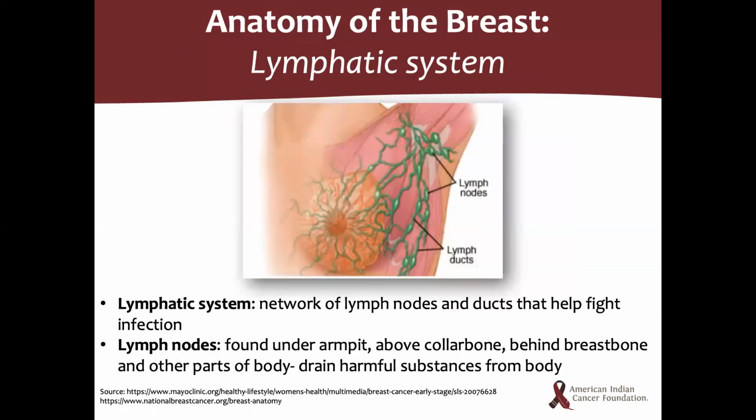The lymphatic system is comprised of lymph nodes and lymph ducts and is part of the immune system. This system helps fight infection in the body. The lymph nodes are found under the armpit, above the collarbone, behind the breastbone, and in other parts of the body. The lymph nodes and lymph ducts trap harmful substances that might be in the lymphatic system and safely drain them from the body.